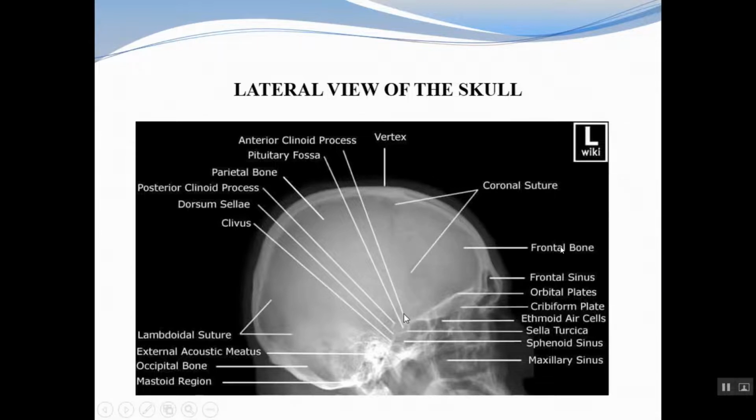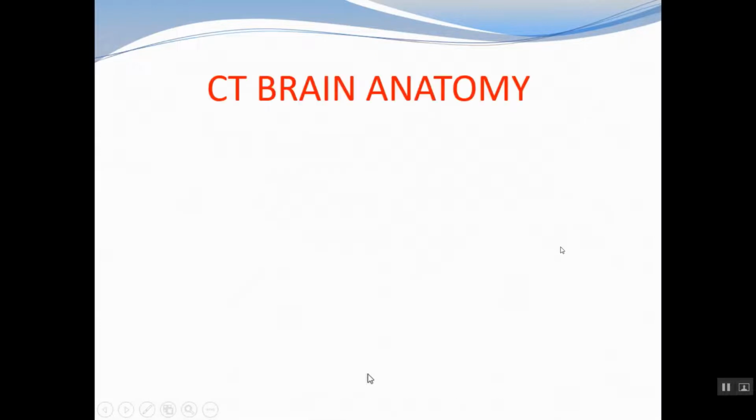Here is the sella turcica, anterior clinoid process, and pituitary fossa, dorsum sellae, posterior clinoid process. This is the parietal bone, this is the mastoid bone, this is the occipital bone, and this is the lambdoid suture. External auditory meatus, external acoustic meatus, and this is the mastoid region.